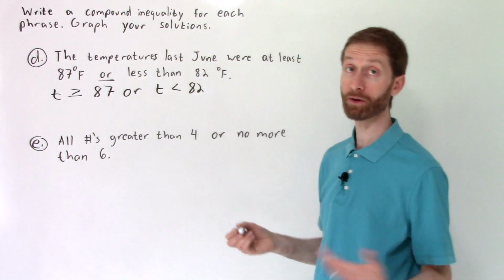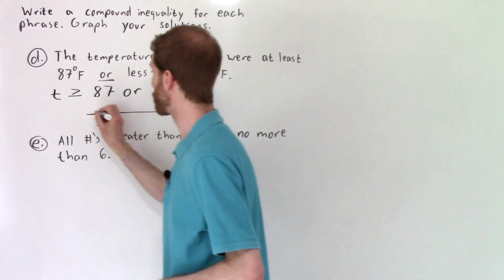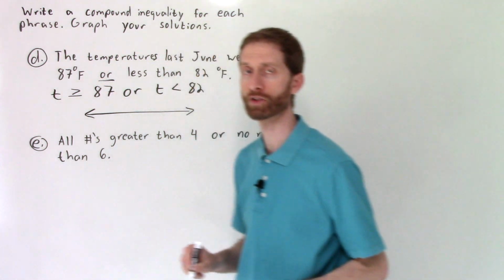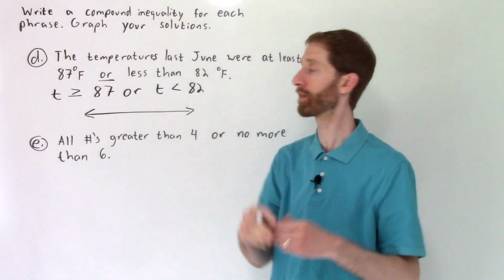So what we can do now is graph it. And one thing to point out is when we're doing the compound inequality with or, we don't overlap the inequalities at all, even in the notation. They stay separate from each other, whereas and overlaps together.